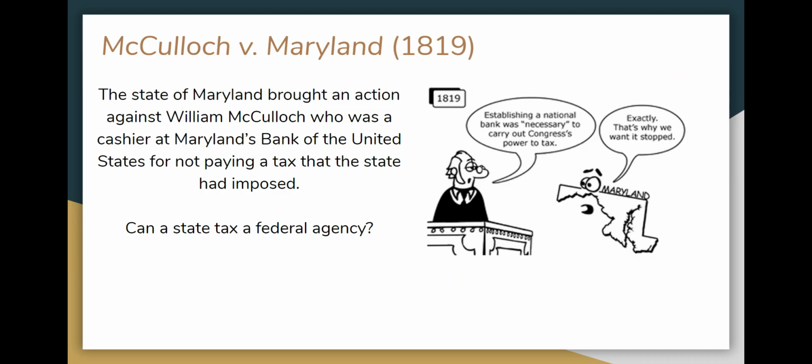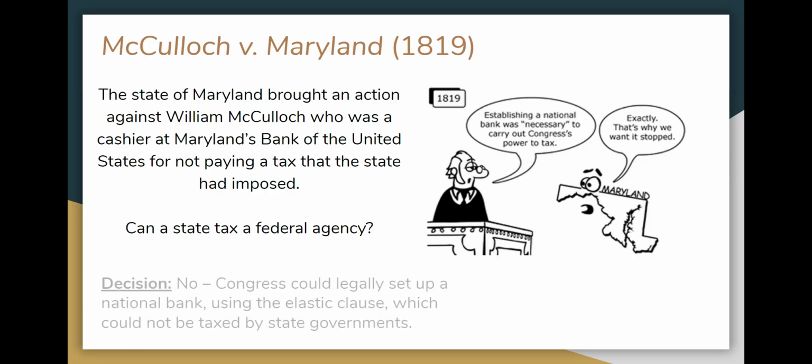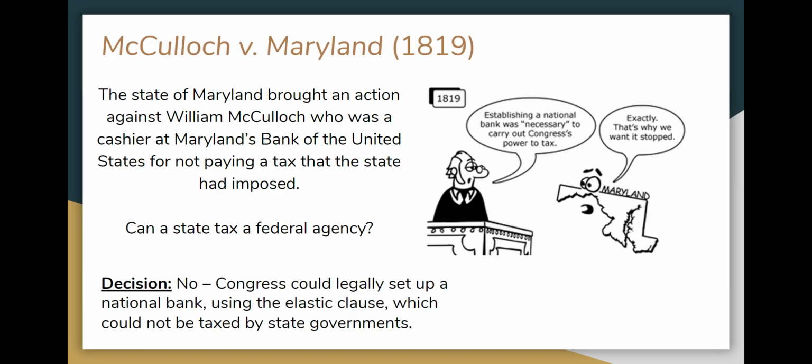A few years later, in 1819, the state of Maryland brought an action against William McCulloch, who was a cashier at Maryland's Bank of the United States, when he did not pay a tax that the state had imposed. So the question: can a state tax a federal agency? Now, this one sounds mad boring, but here's the big takeaway. No, Congress could legally set up a national bank using the elastic clause, which could not be taxed by state governments.